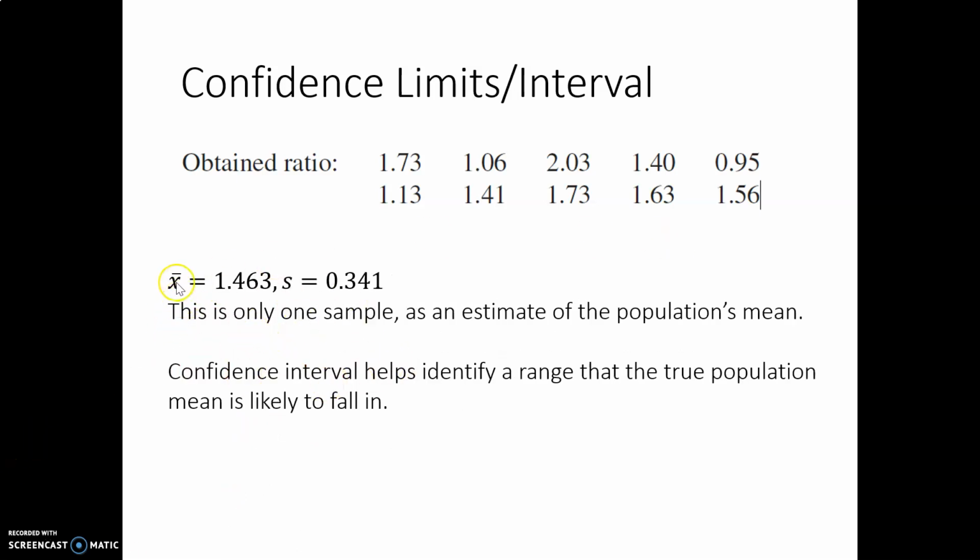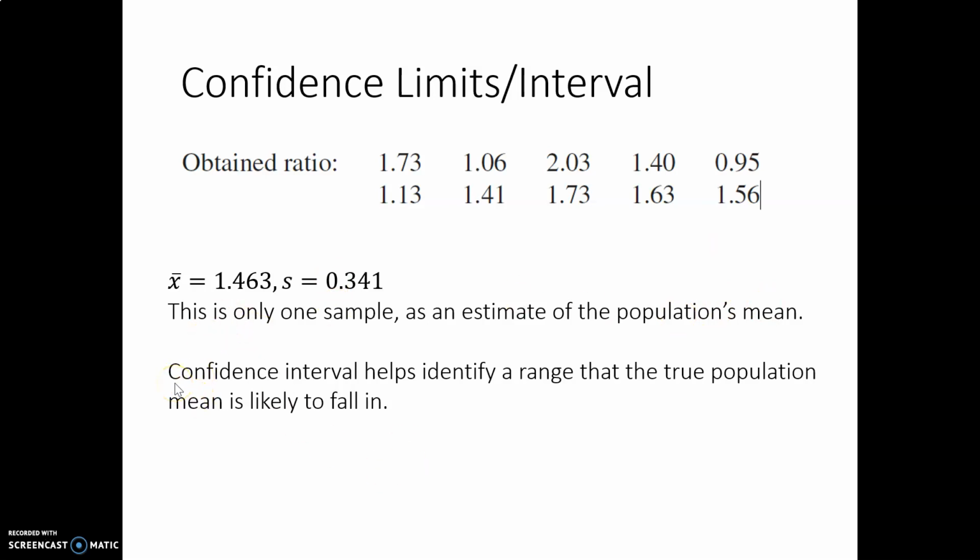Okay, so here again we have this sample's mean, and this sample's mean only provides one point estimate of the population's mean. It could be somewhat accurate. It could be really off.